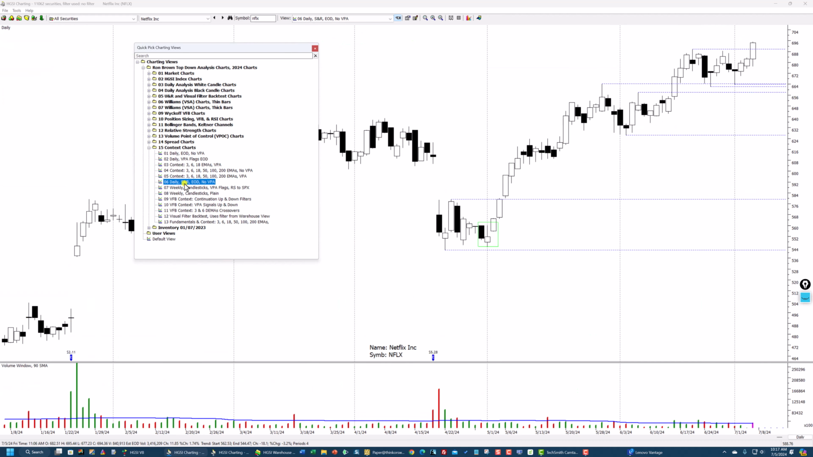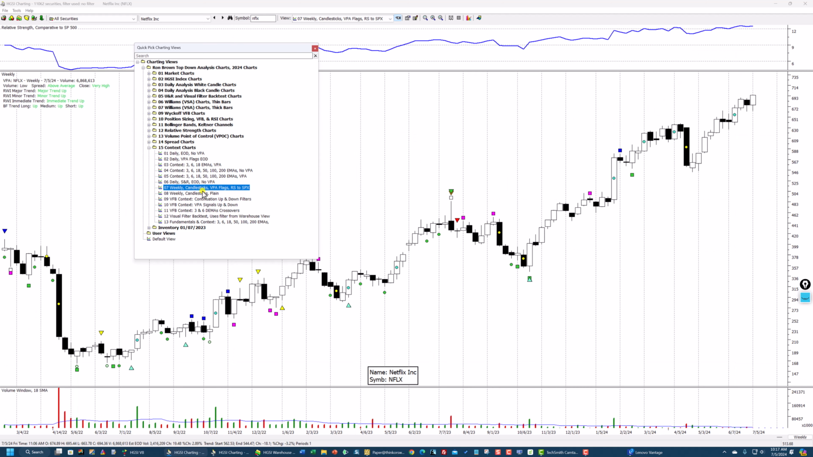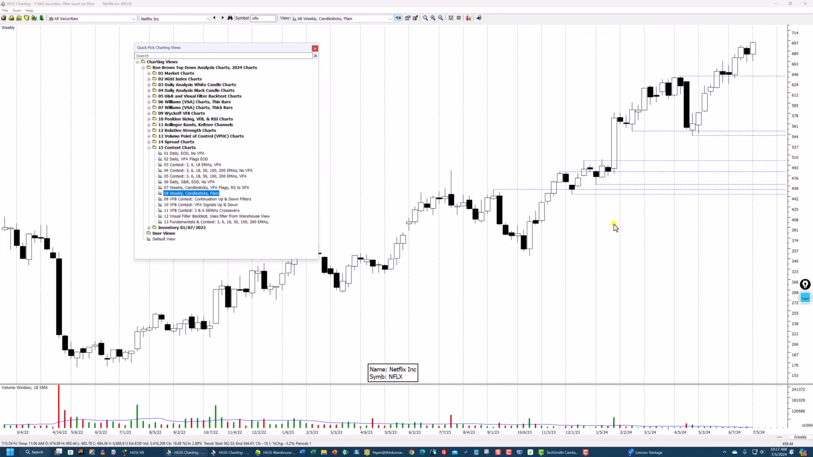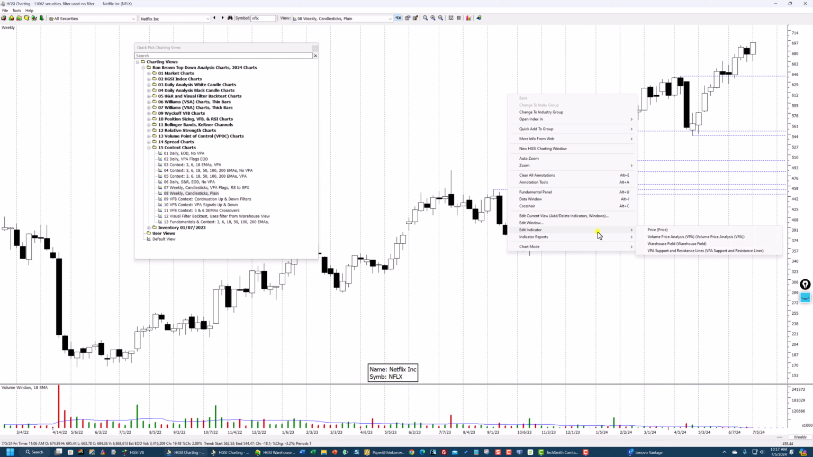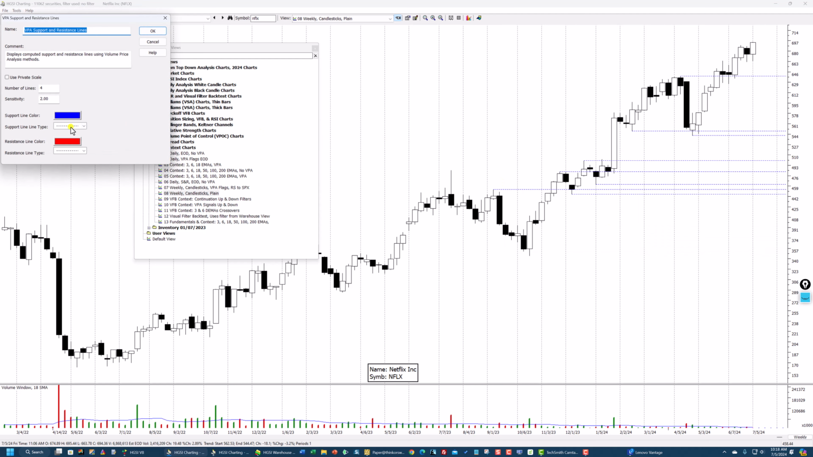The next one is daily support based upon the zigzag indicators. That's what these dotted lines are. No VPA. Weekly candlestick, VPA flags, relative strength to the S&P up here. And then here is a plain chart where I put the support and resistance in. Now, if you don't want those on there, you just go to support and resistance line and you make these invisible.